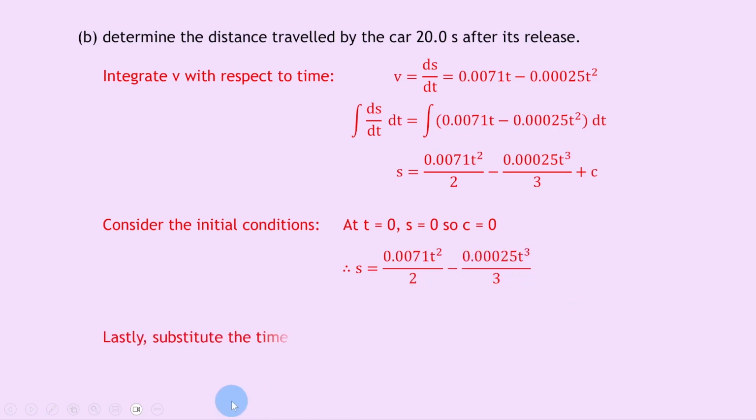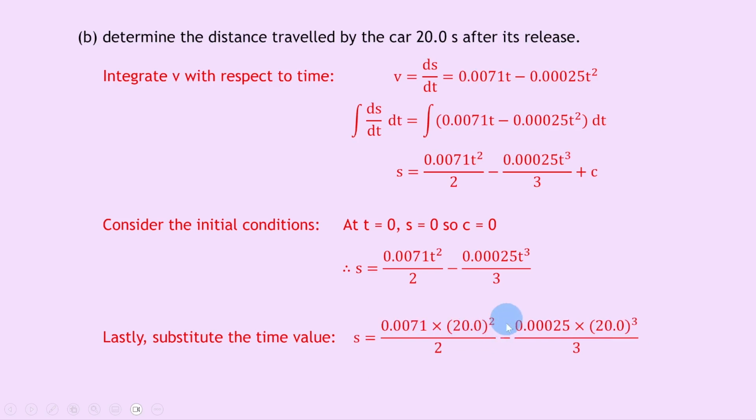And lastly, we can substitute the time value of 20.0 seconds. So we have s equals 0.0071 times 20.0 squared divided by 2 minus 0.00025 times 20.0 cubed divided by 3. And putting that into your calculator should give you an answer of 0.75 meters.